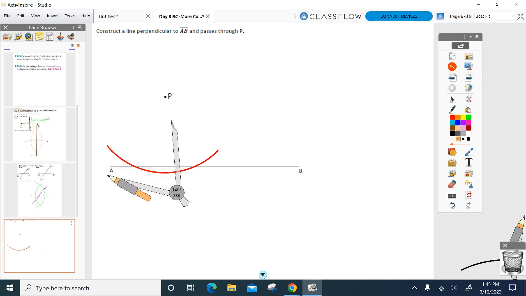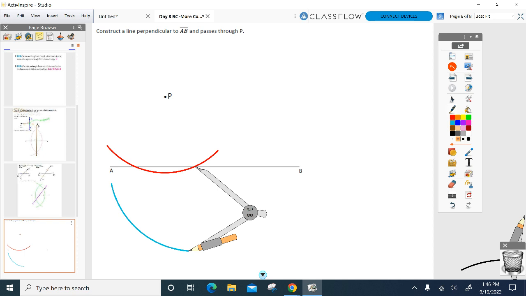How many points of intersection do you have on AB? Go to one right now. Put your compass point on one of them. You can now do this arc above or below. I don't care. I'm going to choose to do it below, but you can do it above. Make another arc.